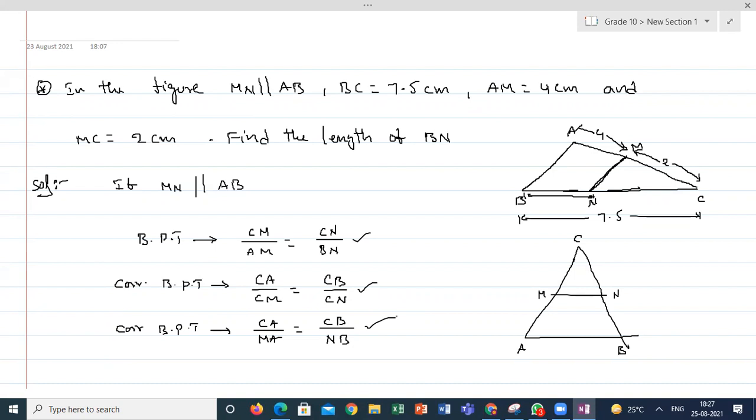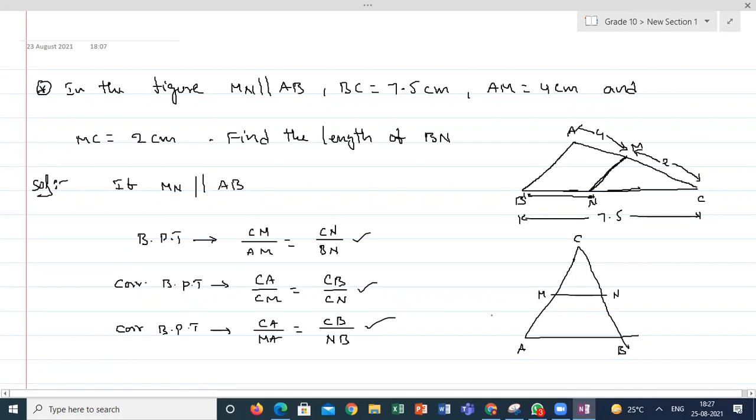Students, are you clear what I am saying? Is it clear how I am using the corollary of the basic proportionality theorem? Please respond, guys. How will you prove with the help of this one? What equation will be useful to calculate the BN value? I think the third one will be helpful to solve this.